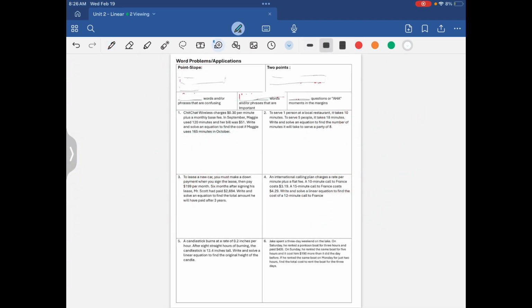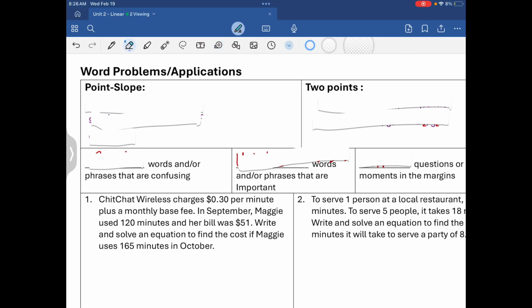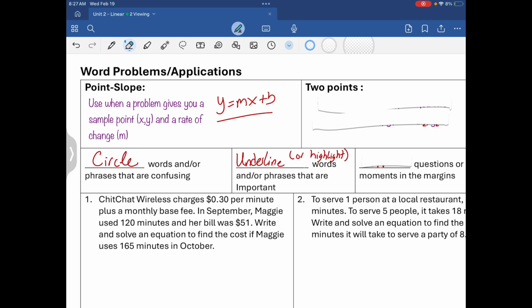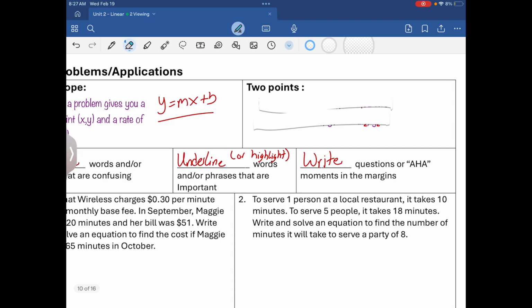Okay, so let's go ahead and look at some word problems. This should be on the back of your paper. So we are first going to worry about just our point slope ones like we've done earlier. So point slope, you are going to use it when it gives you a sample point, an x and a y, and a rate of change, okay? So the formula we're going to use is y equals mx plus b. So like always, we are going to circle words that may be confusing. We are going to underline, or if you're like me, highlight your words or phrases that are important. And then we are going to write our questions or aha moments in the margin.